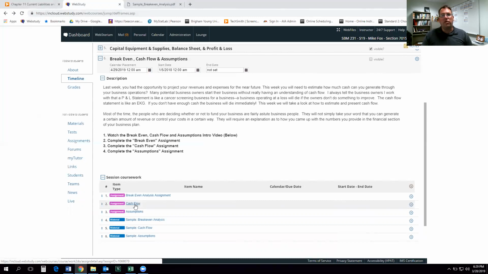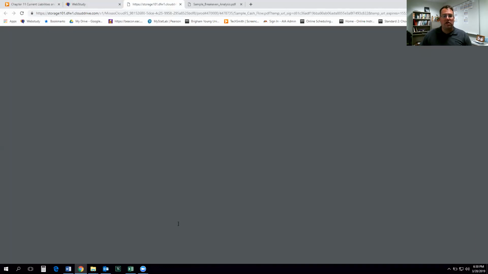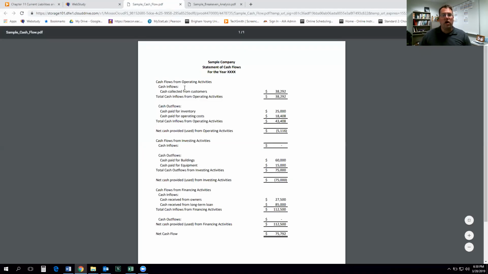Or maybe when they buy from suppliers, they don't have to pay them for 30 days. So their cash outflows don't always match their expenses. So this is a chance to lay out where your cash is coming from and going to.